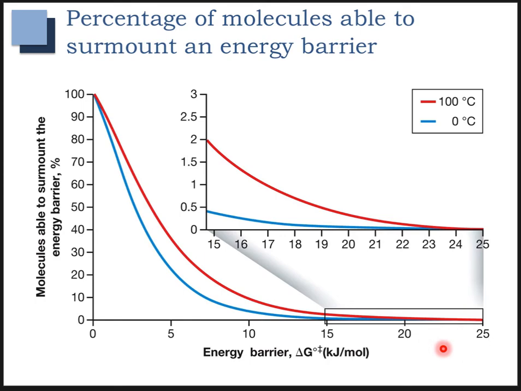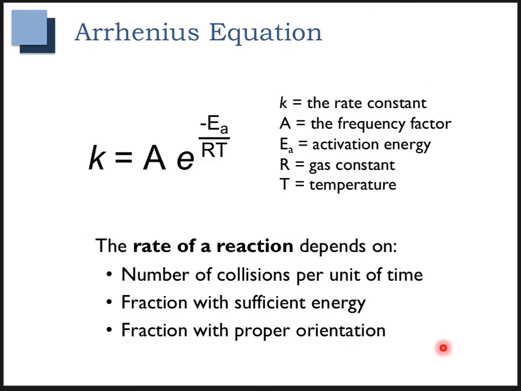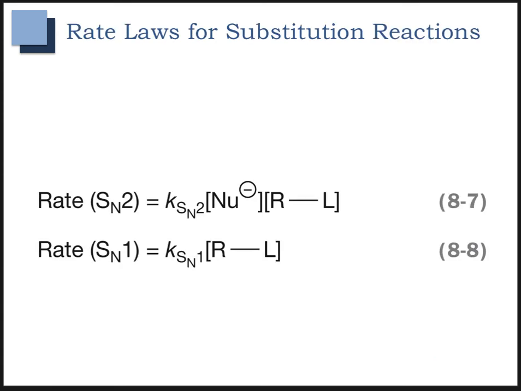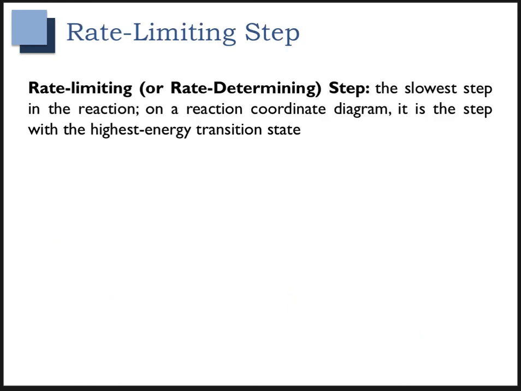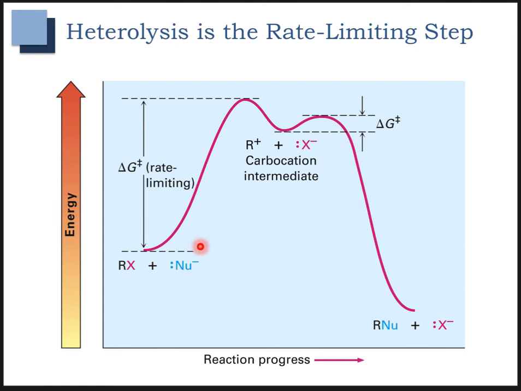So in this graph, what we're looking at is the percentage of molecules able to surmount an energy barrier. If we go back just a couple of slides, this delta G double dagger, that's our rate limiting step, our energy barrier.